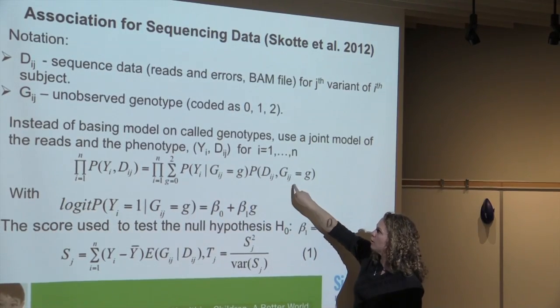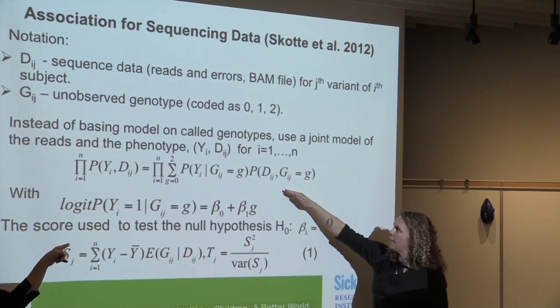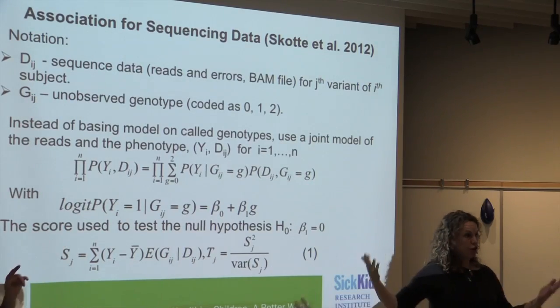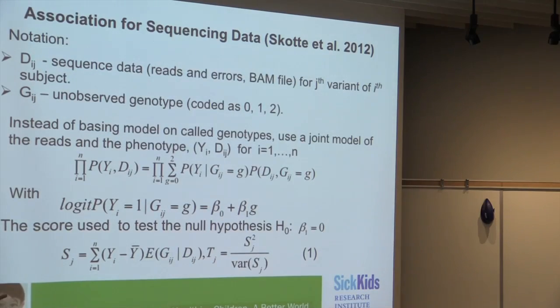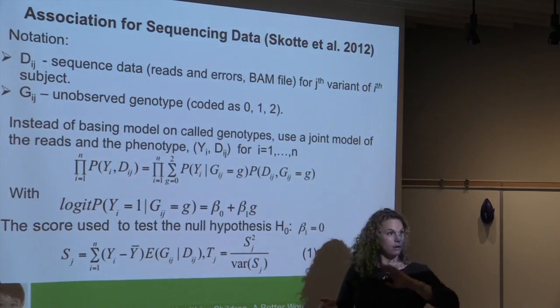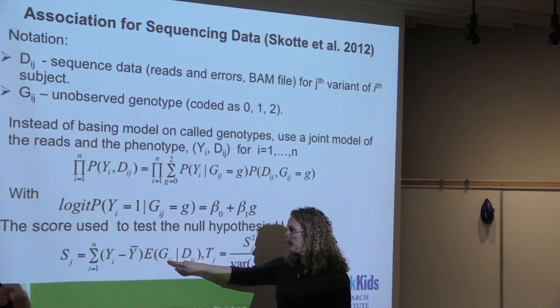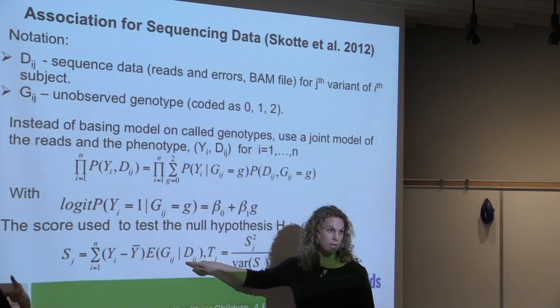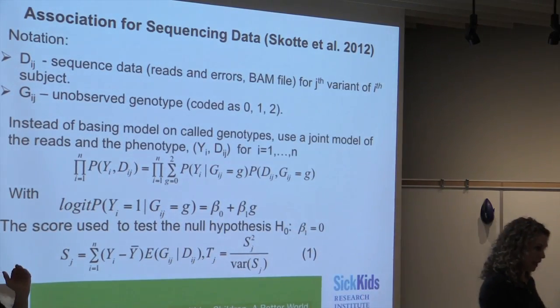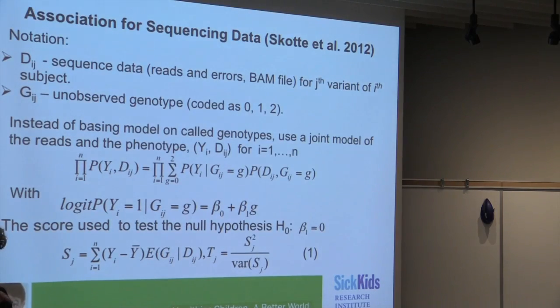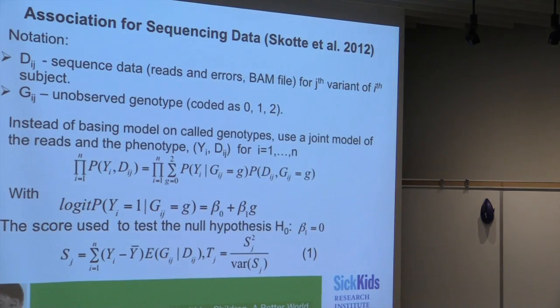And this term here can be written as a function of the genotype likelihoods that come out of these VCF files that are capturing that uncertainty in the read depth. And so the only difference with the score test now from before is instead of a G being here, we have the expected genotype given the reads. So we're just replacing the genotype with the expected genotypes given the reads.